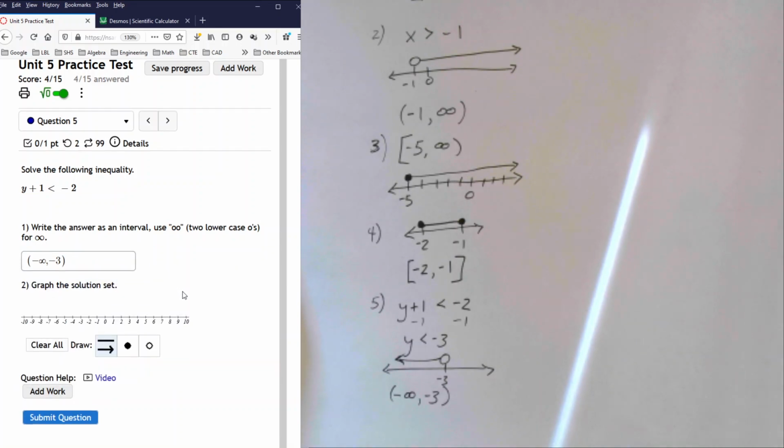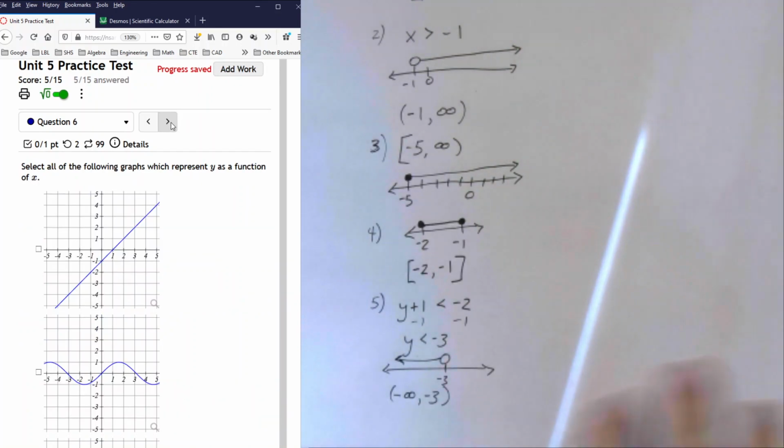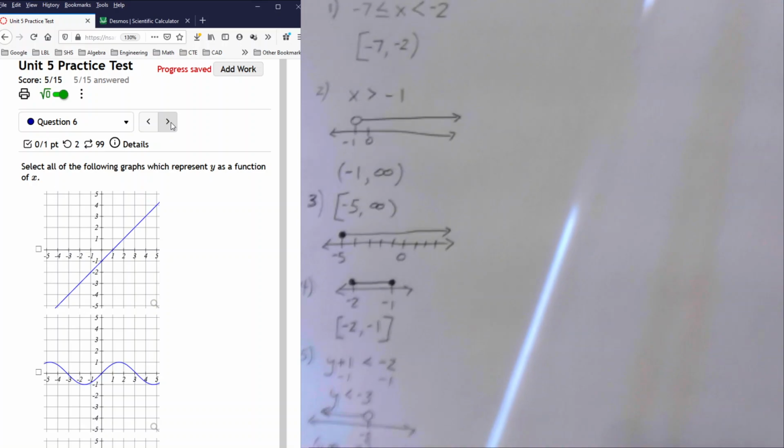And then for the graph, I'm going to have an open circle at -3, and my line's going to go to the left. So I'll start here on -3 and drag to the left. I want to make sure I drag that till that arrow shows up on there.